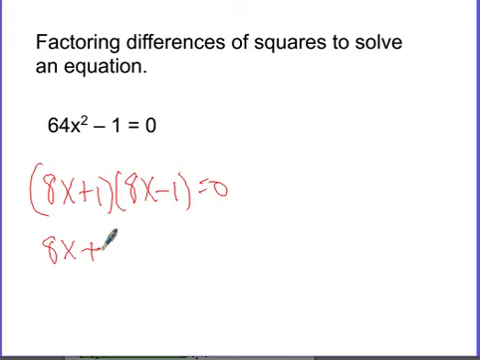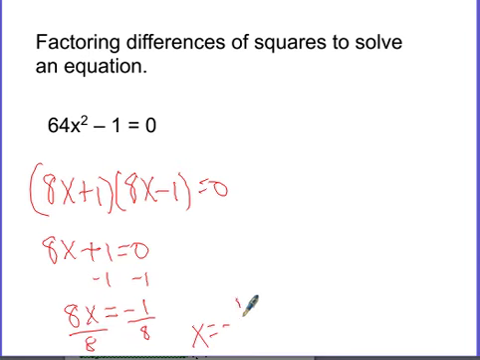So 8x plus 1 equals 0. 8x equals negative 1. Divide by 8. So x equals negative 1/8. And if we've got the same thing on this side, all it's going to be is a different sign, right? So x equals negative 1/8, or x equals positive 1/8. If you see that, is it okay if we just skip this stuff? I'm okay with that. If you solve for one of them, then the second one should just be the opposite sign.